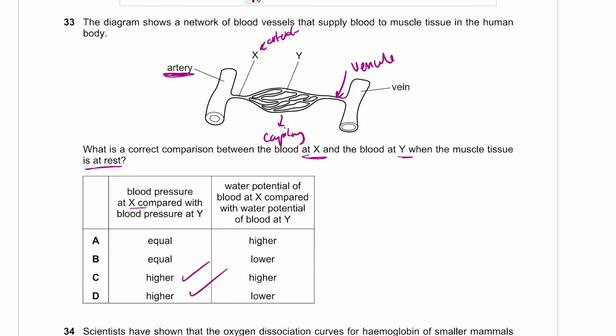Now, water potential of blood at X compared with water potential at Y. So, at Y, what happens? We've just discussed that this is a capillary. Therefore, fluid leaves as tissue fluid, carrying minerals and nutrients to the surrounding cells. Therefore, there's fluid lost from this capillary. Therefore, the water potential at Y would actually be lower than X. Therefore, water potential of X would be higher. Therefore, the answer is going to be C.